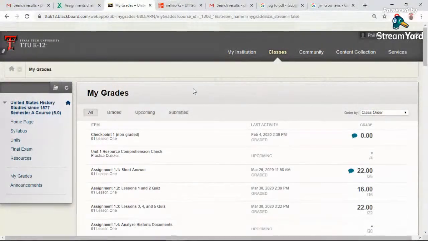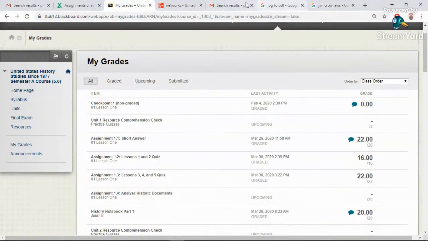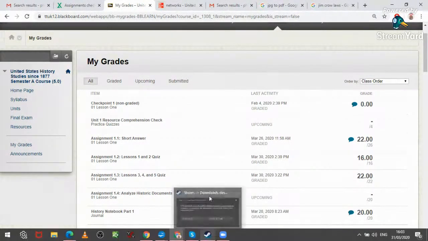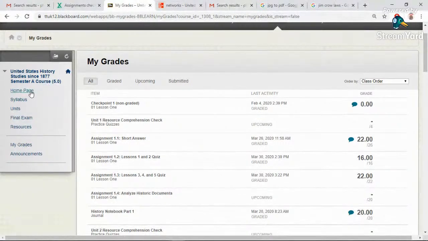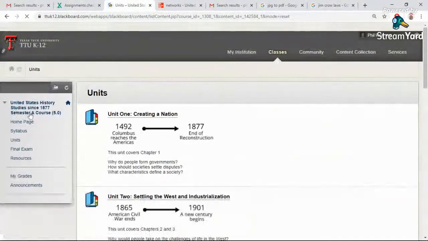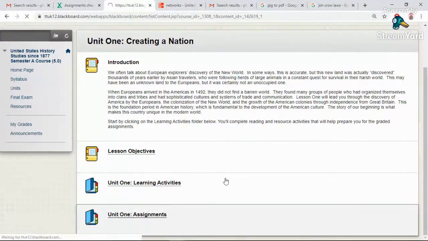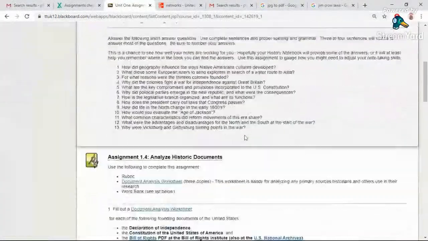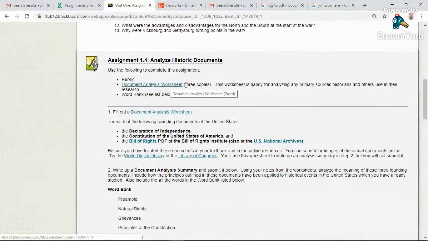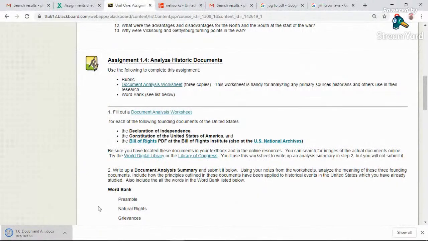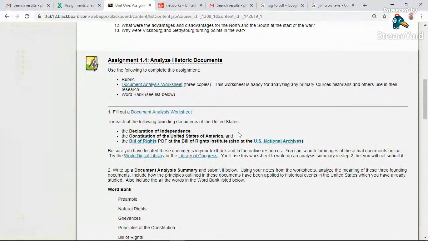This Thursday, I'm going to be online just to help you do your assignments. Analyze historical documents. Let's take a look at that real quick. We have time. Let me go to units. Look, guys, I'm going to give you the short way to do this assignment, okay? Remember you had this document analysis worksheet? What does this do? It helps you organize, okay? It helps you organize.